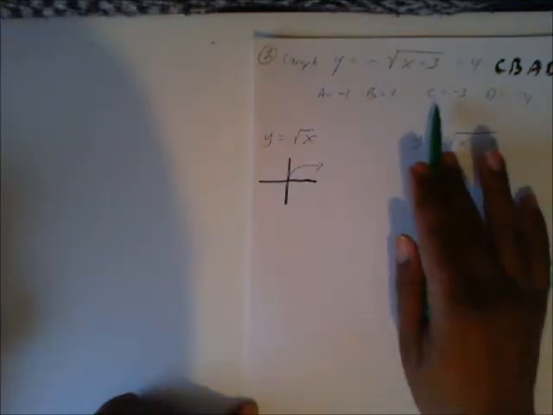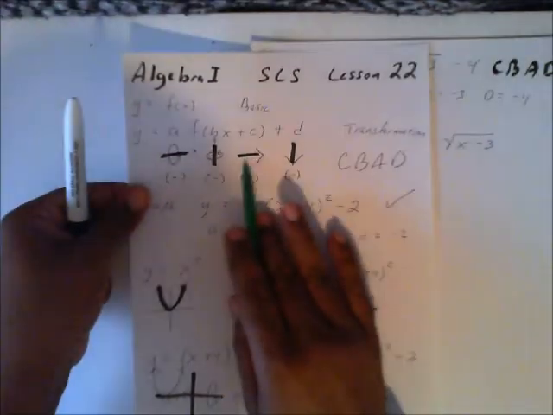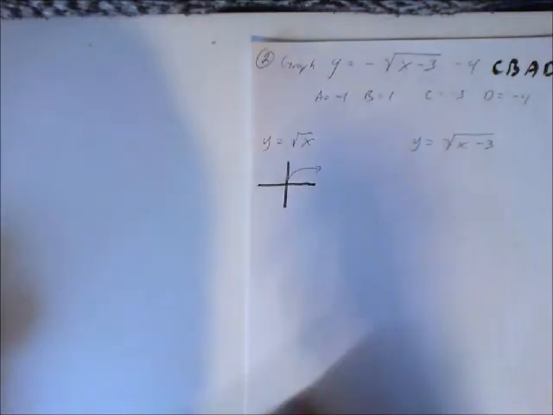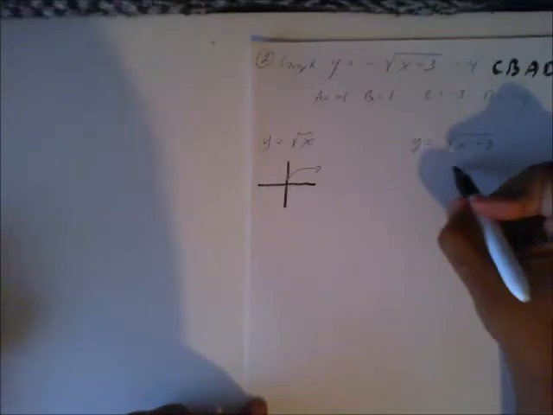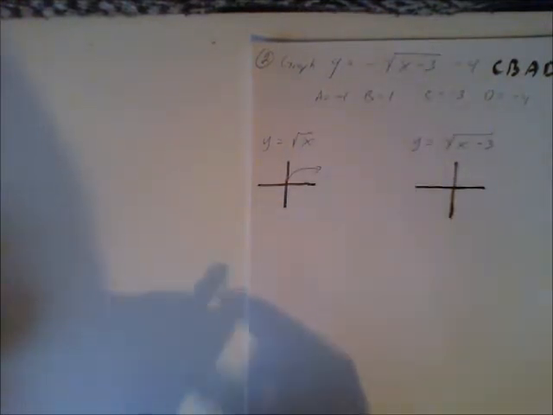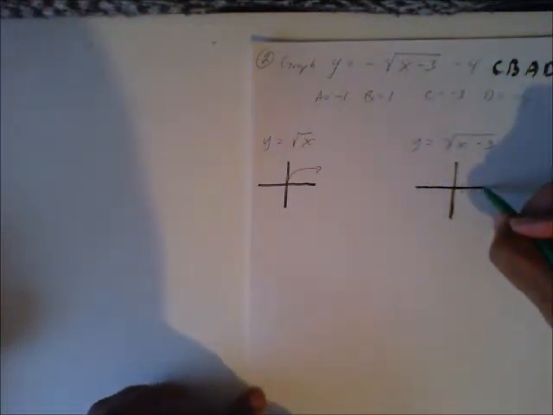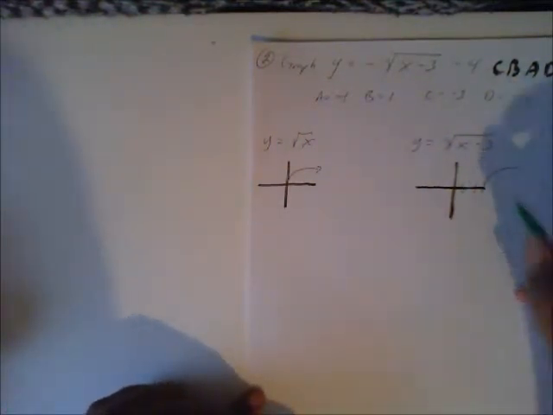Okay, the -3, according to our chart, if C's are negative, it'll move us to the right. So let's take the graph and move 3 times to the right. So 1, 2, 3. And then we graph our function going in the same direction.